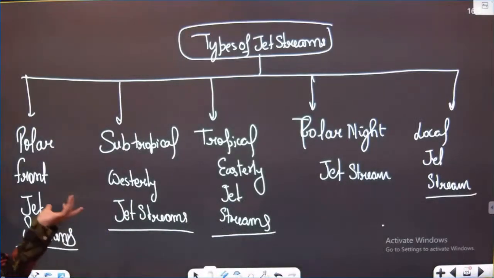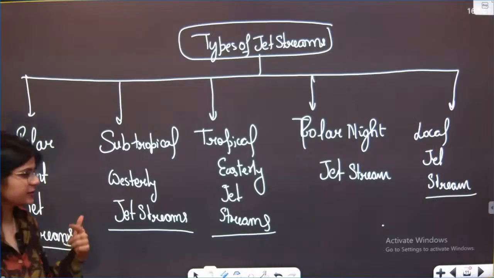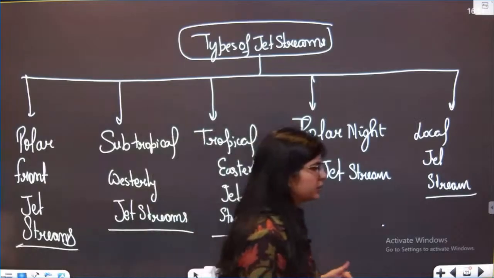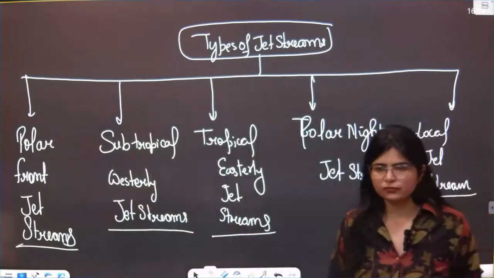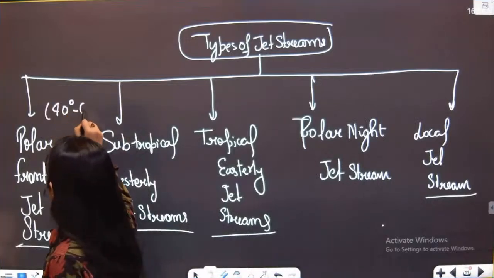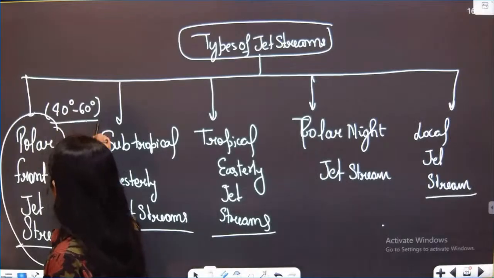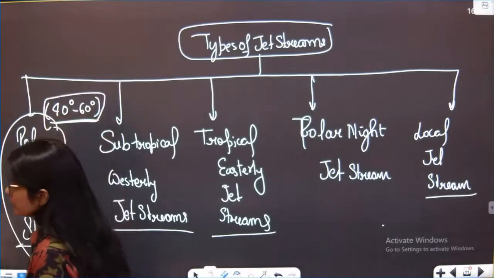So what is this polar front jet streams? Where are they occurring? These jet streams form above the convergence zone between polar cold air masses and tropical warm air masses. So what is the latitude? At what latitude are they forming? They are forming between 40° to 60°. Polar front jet streams fall between 40° to 60°.